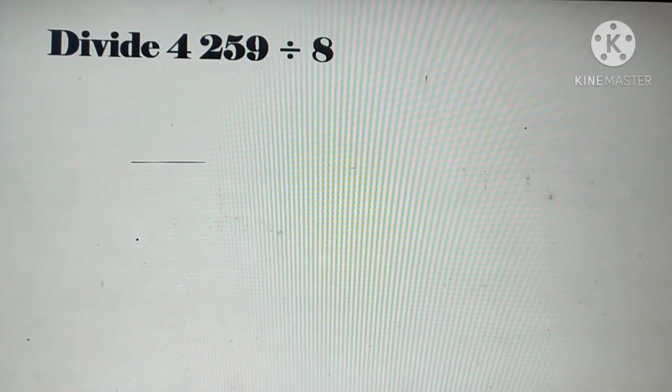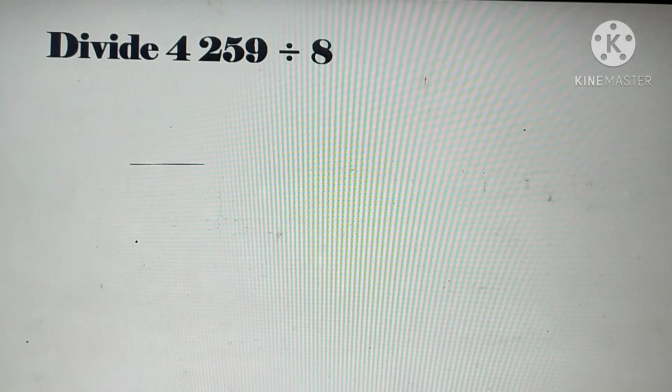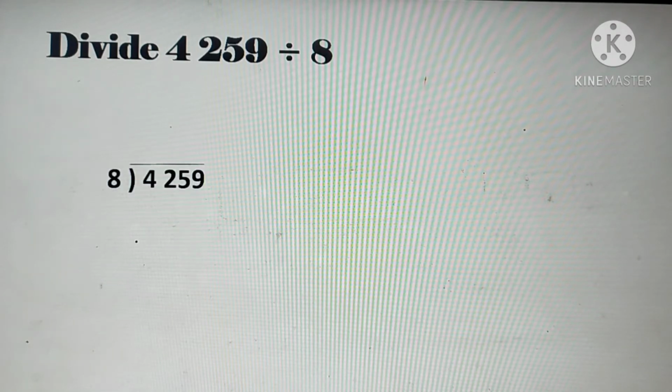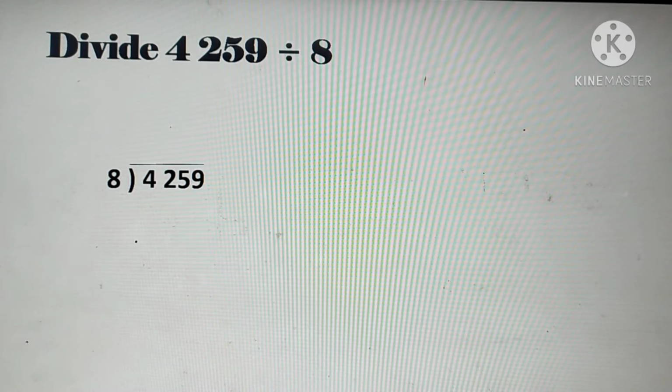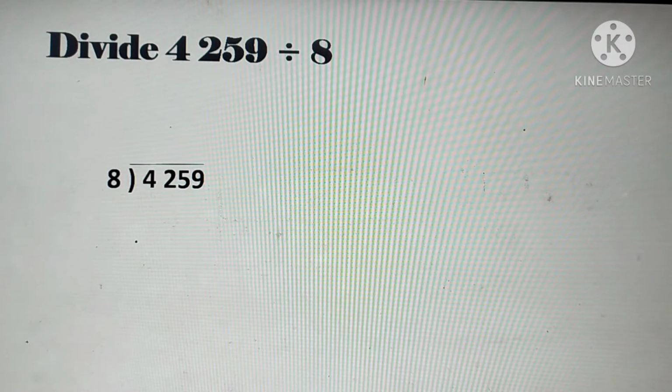Let's take another example of dividing a 4-digit number by a 1-digit number. So let's divide 4,259 divided by 8. Then we'll rewrite our numbers. We'll write 4,259 inside the division sign and 8 outside the division sign. So here, the first digit 4 is smaller than our divisor. So we cannot divide 4 by 8. So what we're going to do is proceed to the next digit, which is 2.